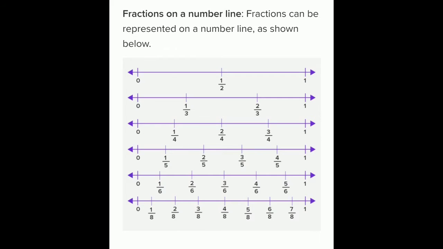Fractions can be represented on a number line as shown below. When you divide the space between 0 and 1 into 2 parts, there will be 1 by 2. When you divide it into 3 parts, then it will be written as 1 by 3, 2 by 3 and 3 by 3. Similarly, you can see how we can place a fractional number on a number line. It depends on how many parts we are dividing into. According to that, we can place the number on a number line.